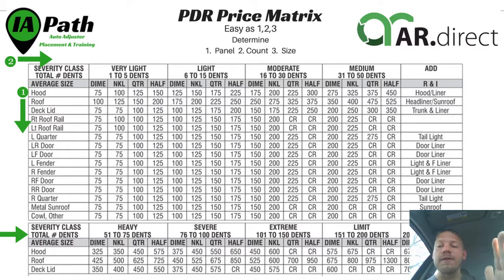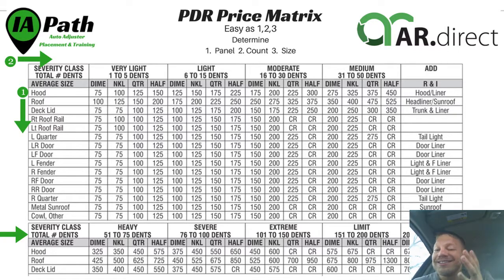Then it's 6 to 15, 16 to 30. Oh, well, I had 17, so that's where I'd be, right? Yeah, but what if there's 27? What if I miss 10 dents? Doesn't matter. It's the same category, the same section of the matrix, the same price for that panel. So step number one is you got to find your panel, determine the panel you're looking at, and find it on the matrix. Step number two is you got to count and figure out which category you're falling into.